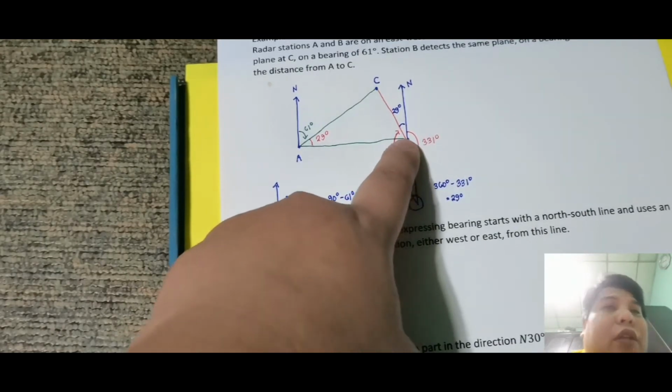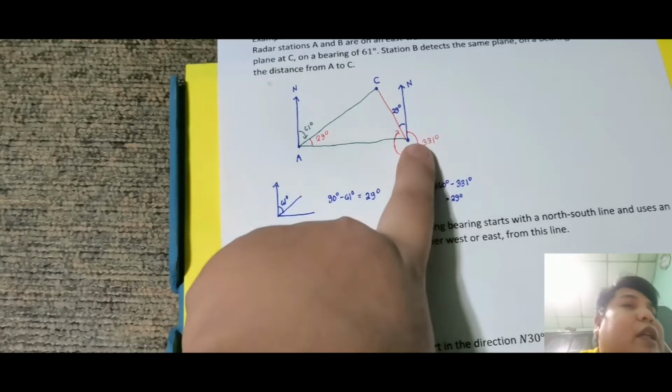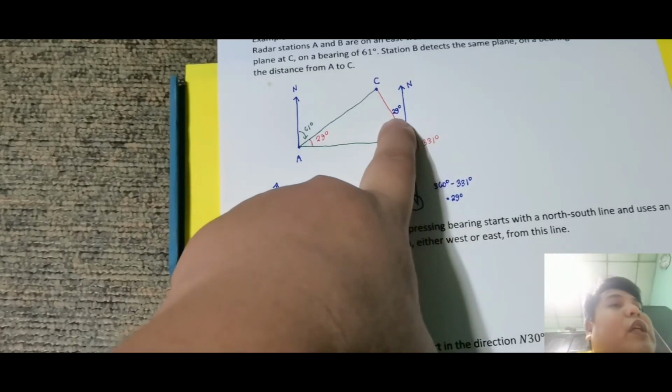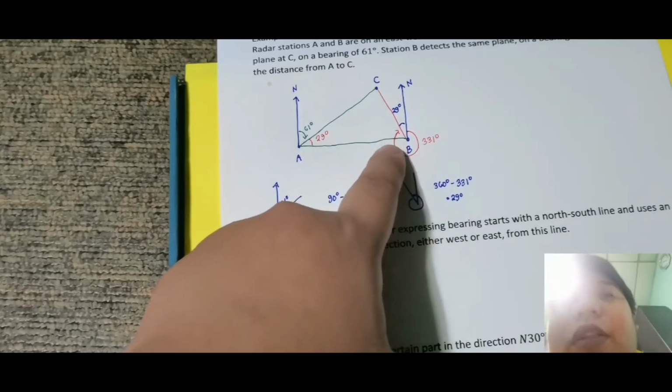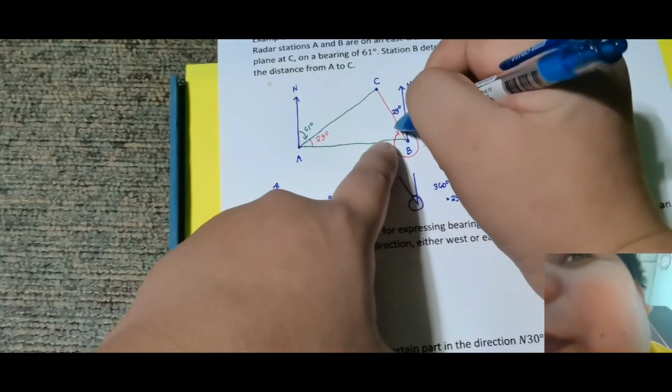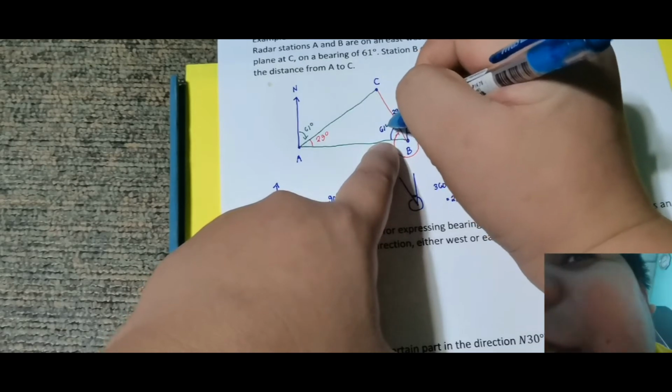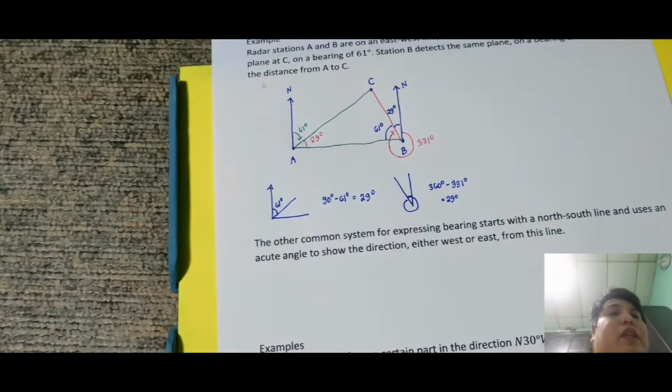So aware ka na ito ay horizontal line ulit tapos vertical line. So aware, alam ko na yung 29 degrees. So 90 minus 29 degrees, obvious na ito ay 61. So this side, itong angle na to is just 61 degrees. Ngayon, ito na yung concern natin. Ano yung angle nito?